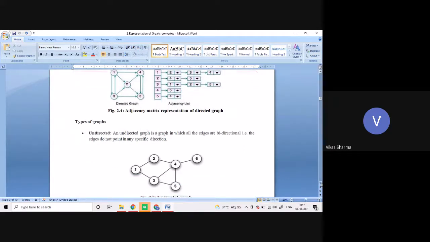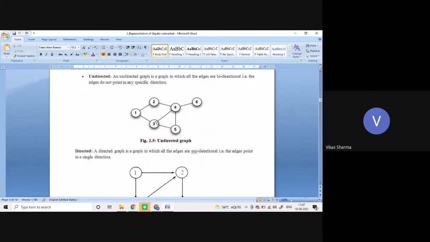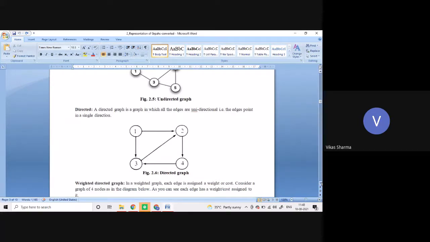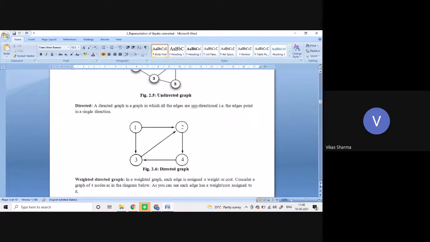Next is the undirected graph. An undirected graph is a graph in which all the edges are bidirectional. The edges do not point in any specific direction. So we can say that 1 is connected to 2 as well as 2 is connected to 1. Without any direction, we can say this is bidirectional. And in the directed graph there will be a certain direction, so we are bound to this particular direction. 1 is only connected to 2. 2 is not connected to 1 because the arrow shows the direction is 1 to 2.